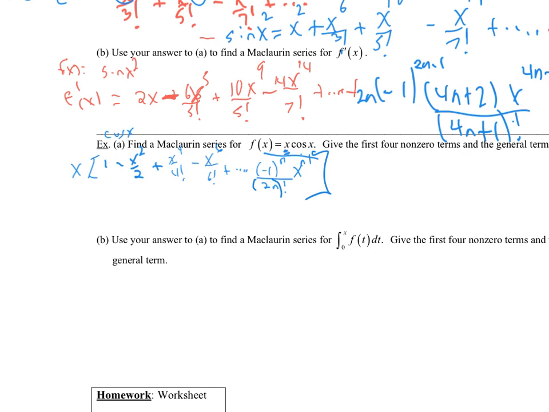So boom, boom, boom. Multiply each term by the x. Just distribute each term. x minus x cubed over 2 factorial plus x to the 5th over 4 factorial minus x to the 7th over 6 factorial.